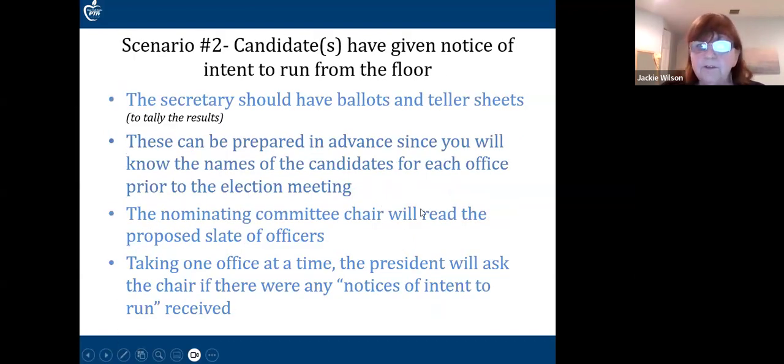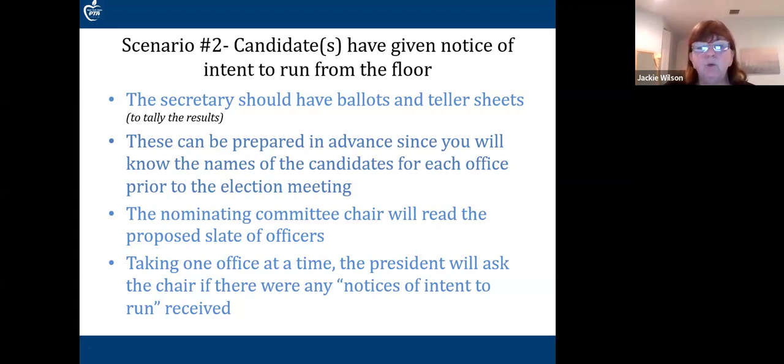Scenario 2 is where somebody has given notice, 2 days notice of intent to run from the floor. So you need to make sure that the secretary has ballots and teller sheets. Teller sheets are to tally the results. These can be prepared in advance, since you will know the names of the candidates for each office prior to the meeting, because the nominating committee chair will give that information to the president who's going to be running the election meeting.